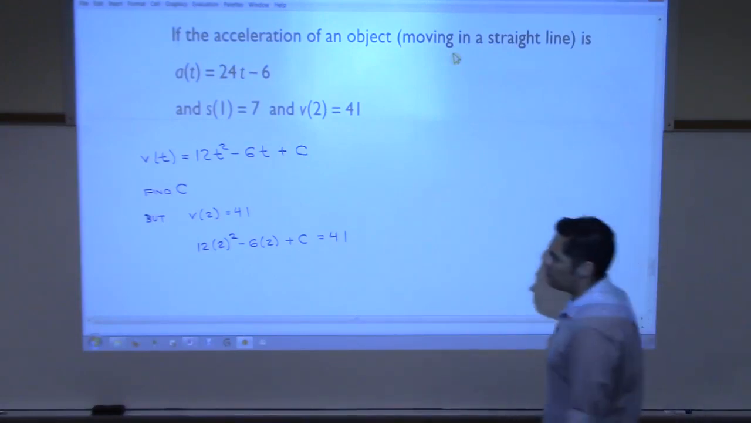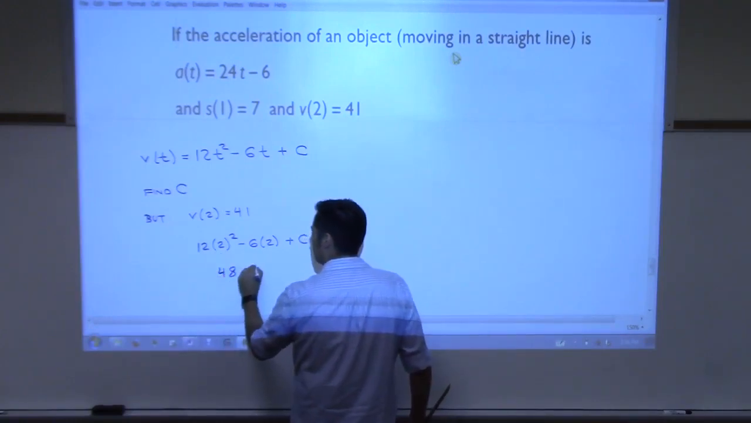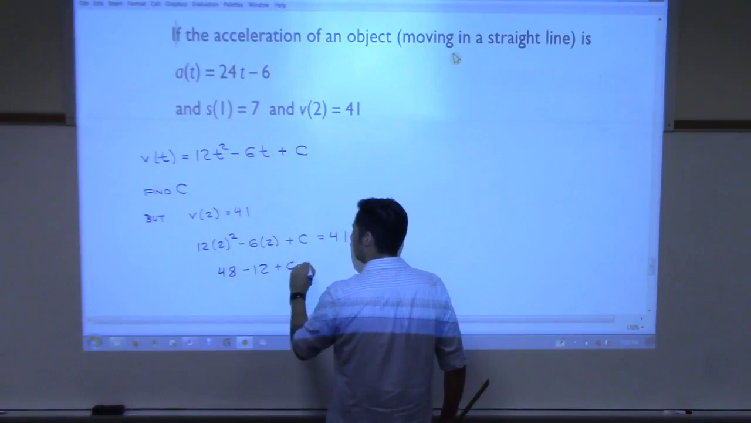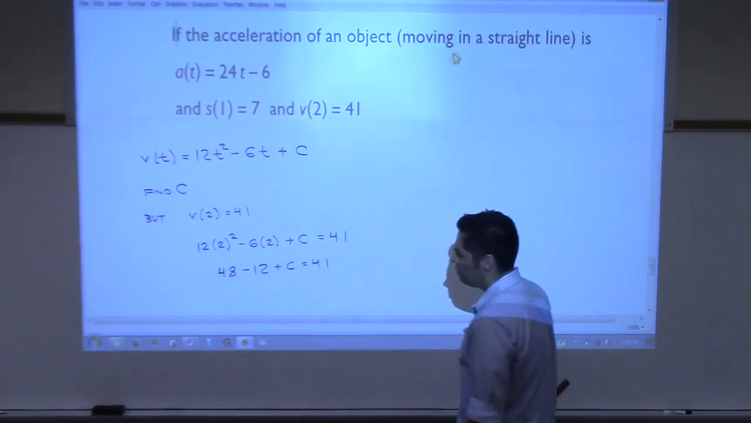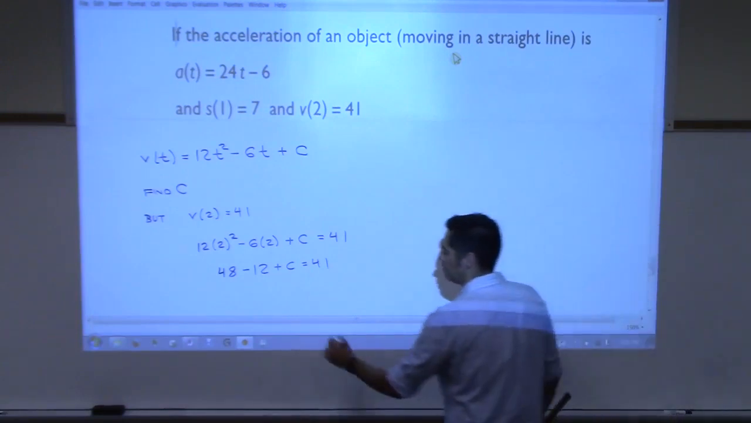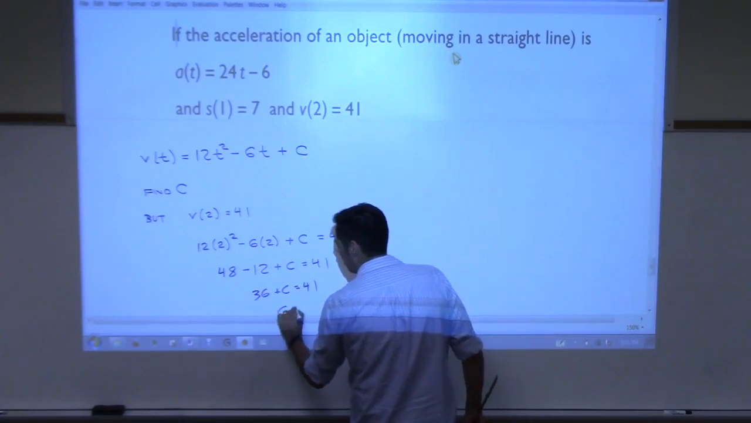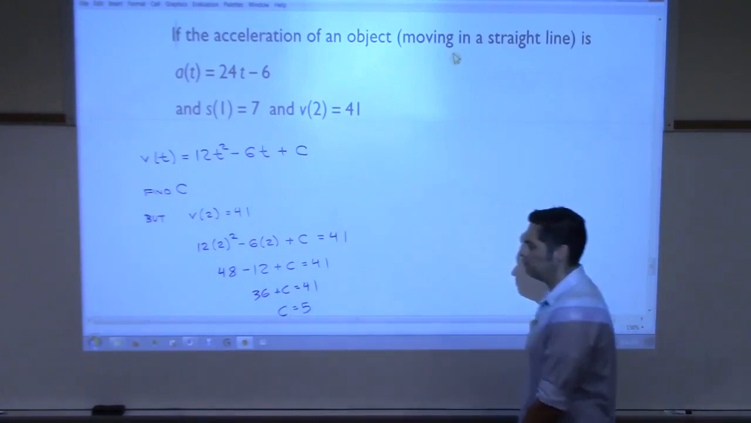Okay, so we solved this. 4 is 48, right? Minus 12 plus c equals 41. And this is just arithmetic here. 36 plus c equals 41. And then subtract 36 from both sides, you get c is 5. Right?